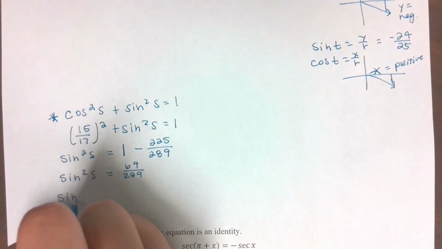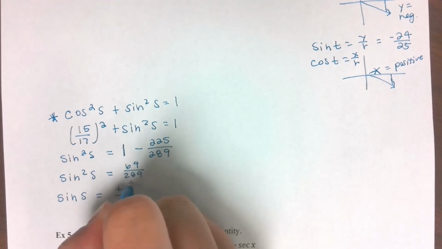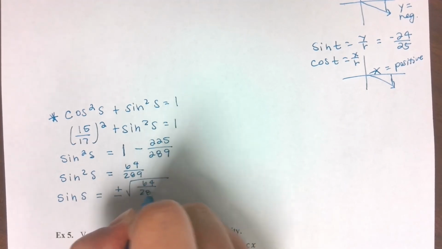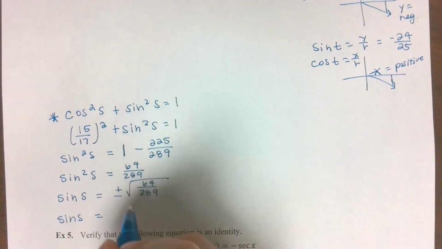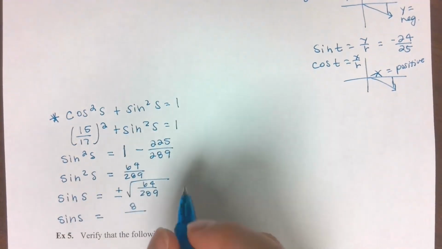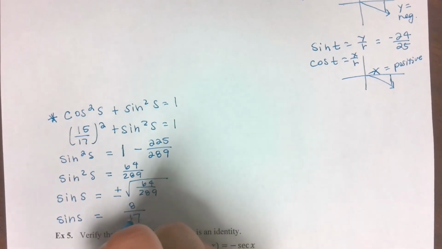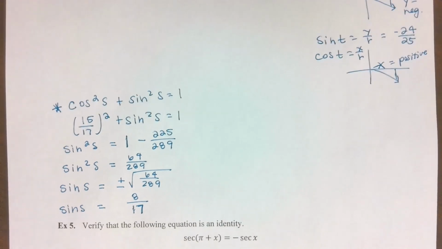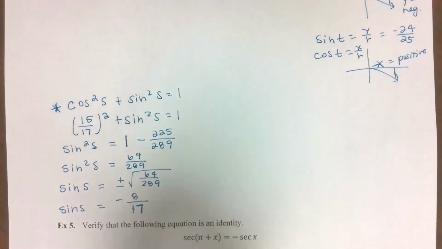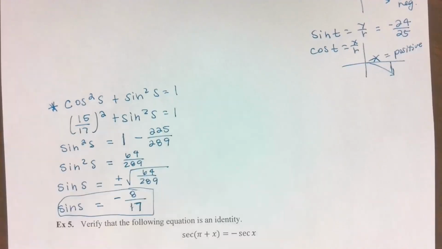And then take the square root of both sides. The square root of 64 is 8, and the square root of 289 is 17. Then I need to choose my sign based on what quadrant I'm in. We're in quadrant 4, and sine is negative in quadrant 4, so this is going to give me negative 8 over 17. So I can plug this in for sine s.